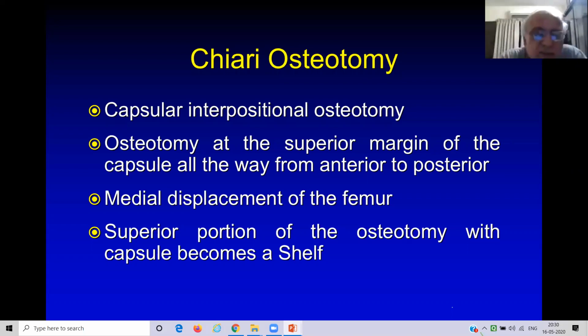1952, Chiari's boss was operating, doing some form of osteotomy on the acetabular side, and Chiari was assisting him. There were American surgeons who had come to see. This was in Germany. Chiari was assisting, and some American surgeons had come to watch the operation.